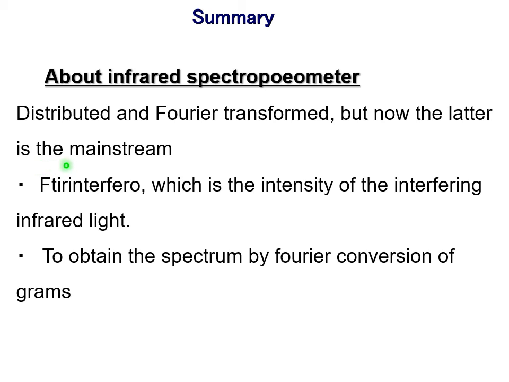In Fourier transform infrared spectroscopy, or FTIR, the interferogram, which is the intensity of the interfering infrared light, is first measured and then Fourier transformed to obtain the spectrum.